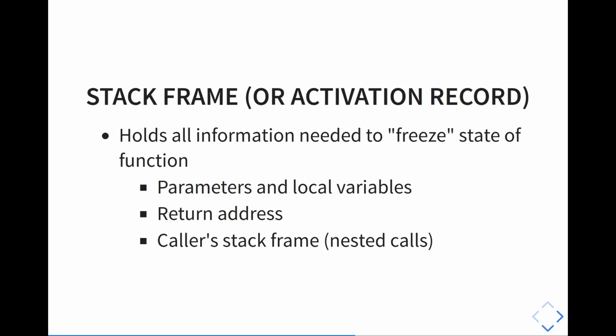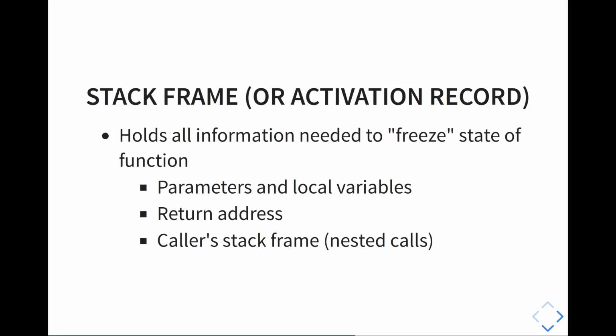Okay, so we need to give enough information so that we can restore this function's execution exactly as if it had never left. So all the information we need: the parameters as the input, any local variables that are created, and the return address, which your colleague pointed out, in order to return back to the point of execution in the program before we left.